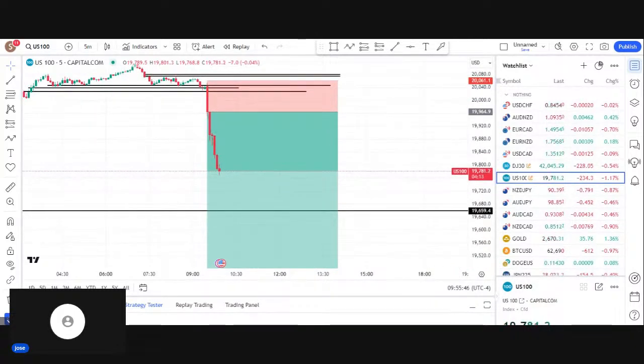Money, money, money. So yes, we are using the 5 minute time frame. Innocent. We are using the 5 minute time frame to look for our entries.